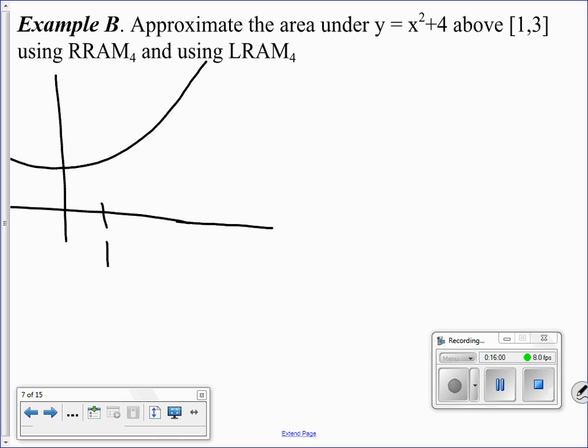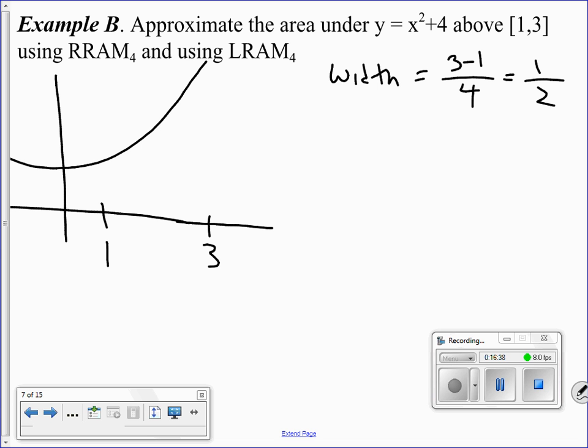So 1, 3. And we want to use RAM4. What is that little 4 telling us? 4 rectangles. It doesn't matter whether we're using LRAM4 or RAM4, we're using 4 rectangles, so what do we have to get first for either? The width. What is the width of each rectangle going to be? 1/2. How'd you get it? 3 minus 1 divided by 4 is 1/2.